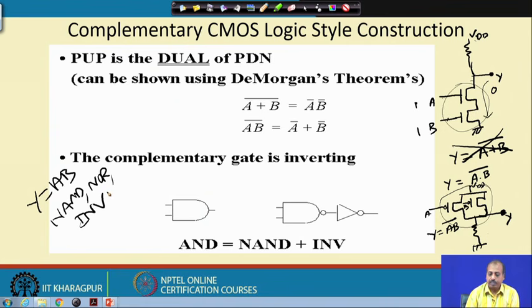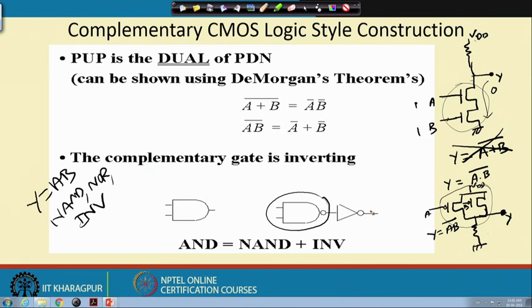However, that does not matter much, because if you need an AND gate, you can first realize one NAND gate and follow it by an inverter. So, that can be done. That way we can realize it in the CMOS family. So, we can have this NAND gate followed by an inverter to get the AND gate.